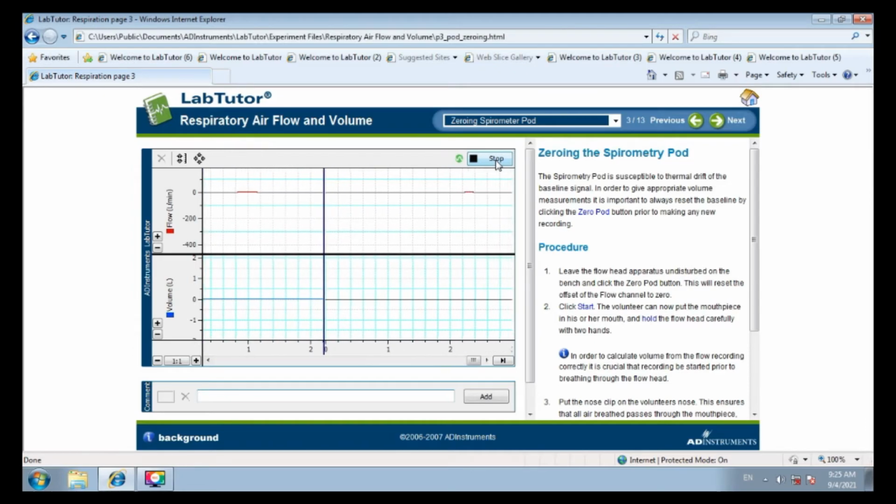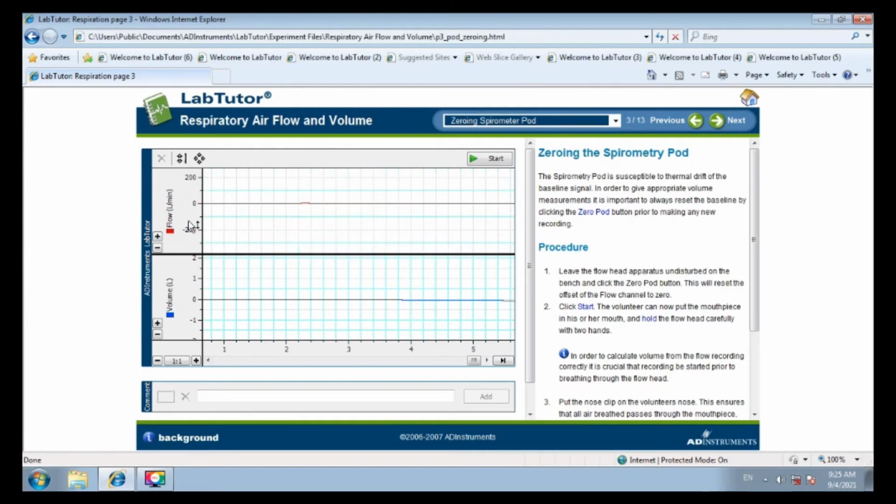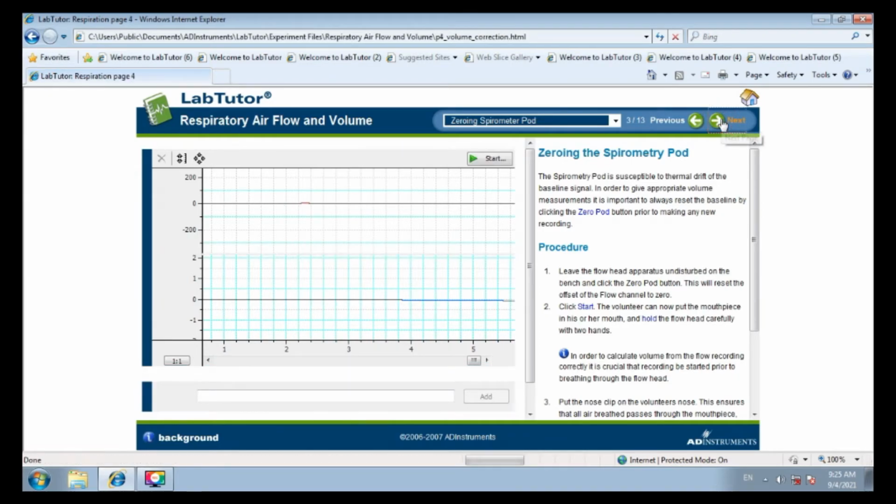You can see here I just click the start button to see if the black line is coming on the 0 or not. If it is on 0, then we don't need to do the spirometer pod zeroing, but if it is above or below the 0, then we can go to the zeroing procedure.